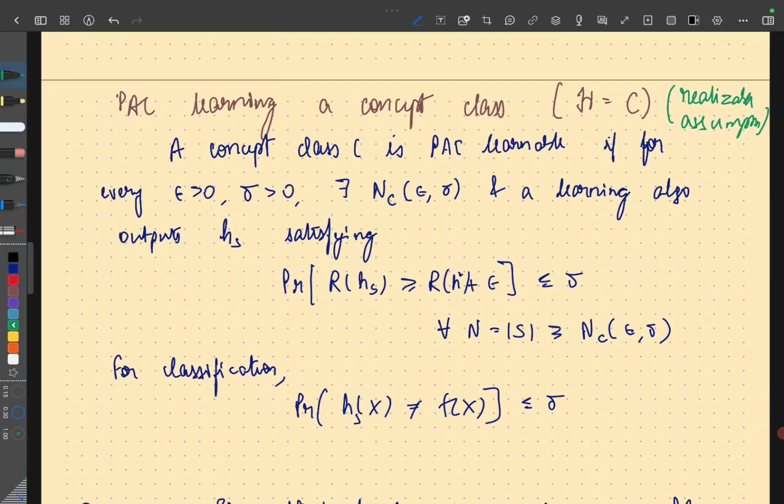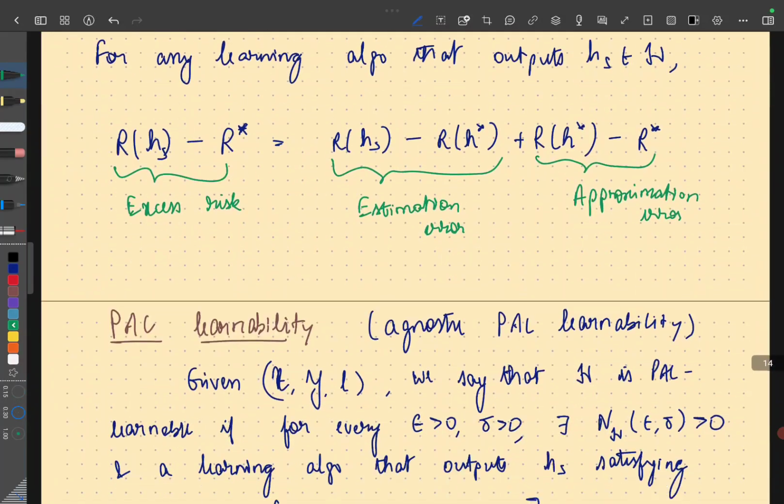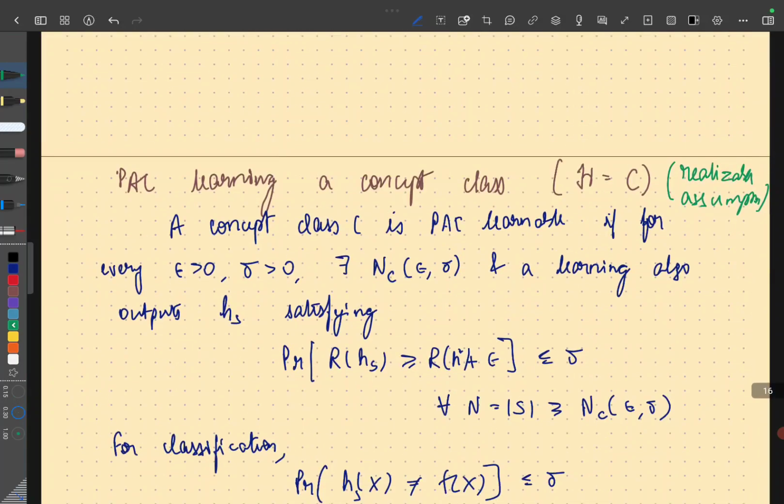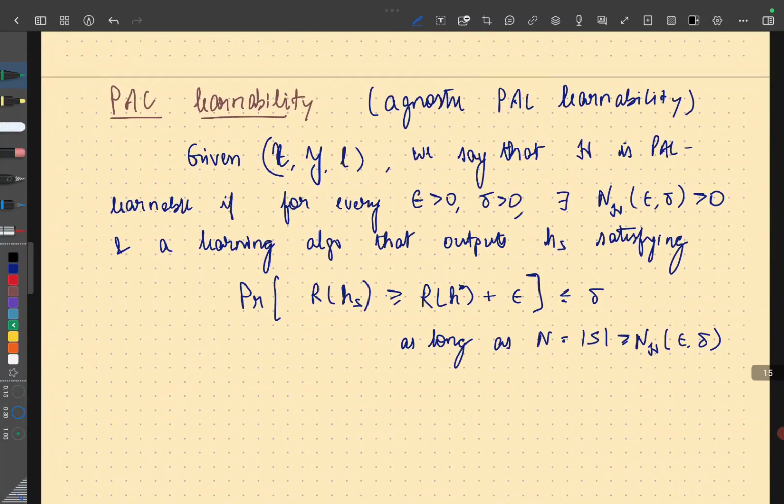Because PAC learnability means that the ground truth is only drawn from functions from H. So if you can't even achieve zero approximation error in the concept class, then with a more general Pxy, it's not possible to achieve an arbitrarily small epsilon delta error.